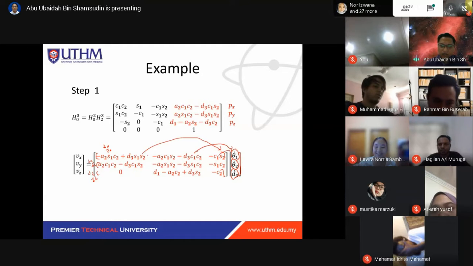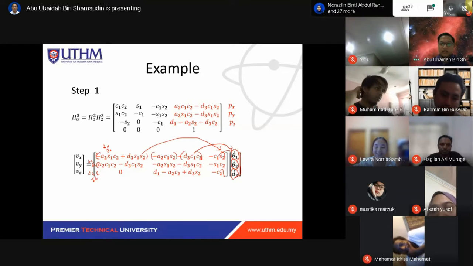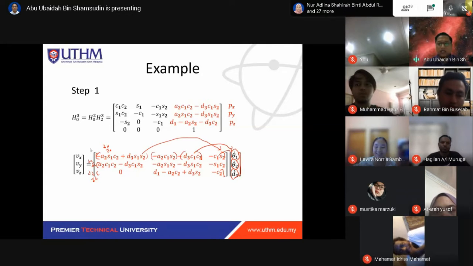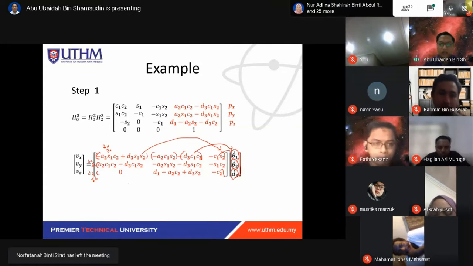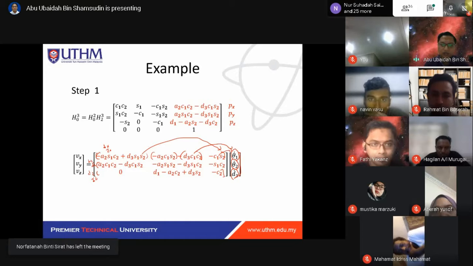So this will multiply with theta 1, this will multiply with theta 1, and this will multiply with theta 1. Okay. So yang ni pun sama juga. So this is just dia punya bentuk lah. This is just the matrix for our Jacobian. How to write the matrix of our Jacobian.